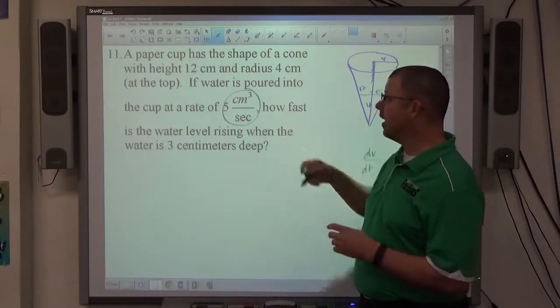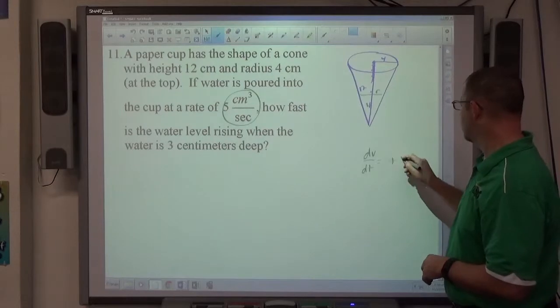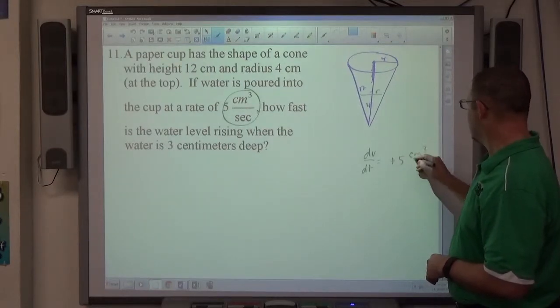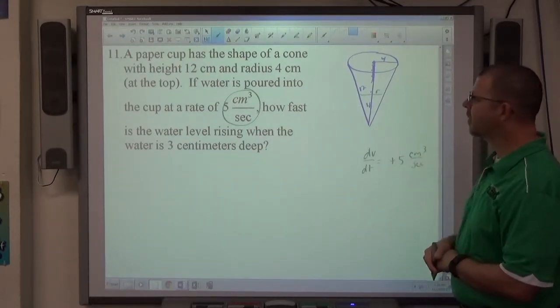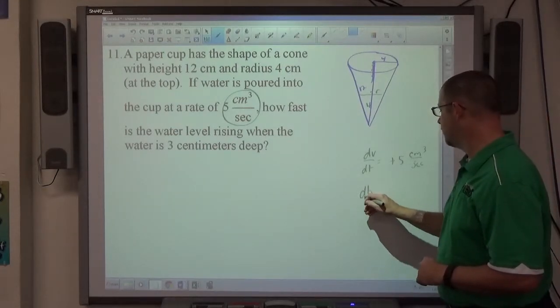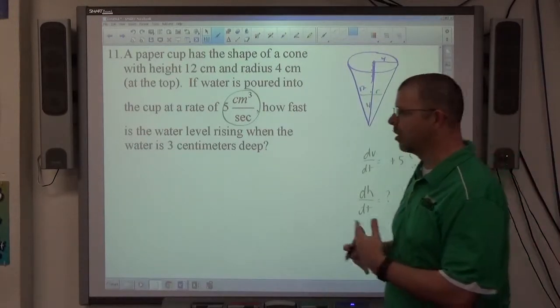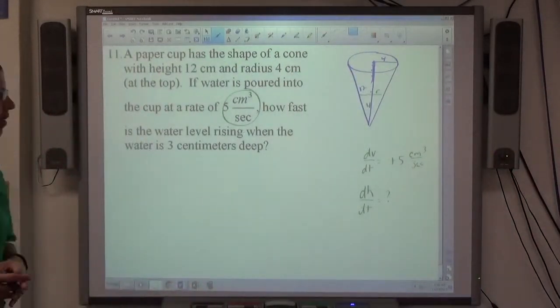It's being poured in, which means that the volume is increasing, so positive 5 cubic centimeters per second would be the change in volume. They want to know how fast the water level is rising, so we're trying to find dH over dt. All right, so that tells me that probably I want to get everything in terms of h here.